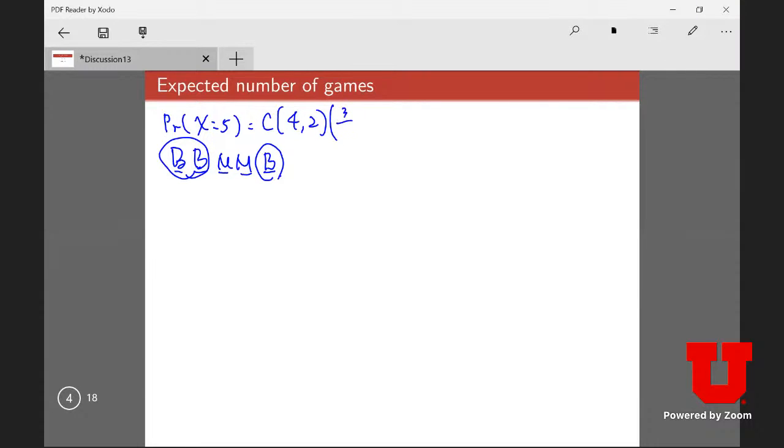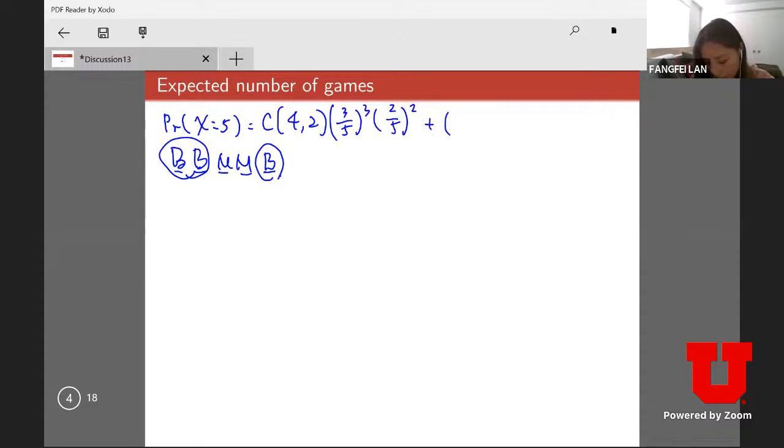3/5 to the third times 2/5 squared. Yep. And then the other one is the same thing. Right, 4 choose 2. Mustang wins 3 times. The Bison wins twice.